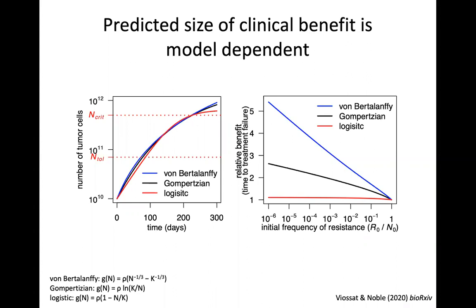And on the basis of some tumor data, it might be hard to tell which of these is the true model. However, if we look on the right and we see the relative benefit of this containment approach as opposed to maximum tolerated dose, then we see that there's a very large difference between the different model predictions. So if the nature of the competition is logistic, then the containment approach is not much better than maximum tolerated dose. If it's von Bertalanffy, then there's a very big difference. And Gompertzian, which is a very standard model, is somewhere in the middle.